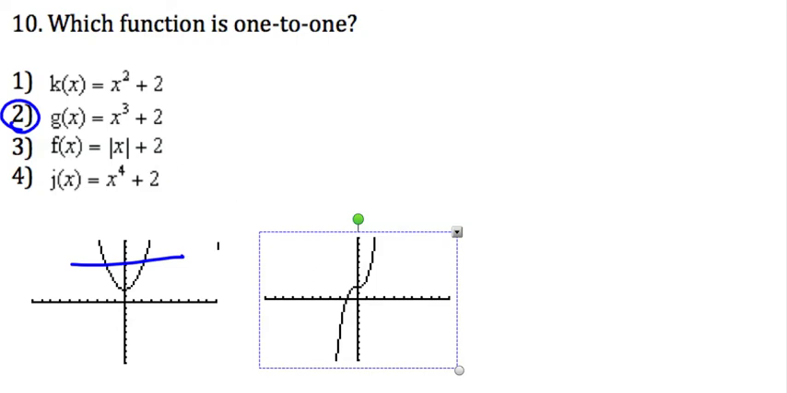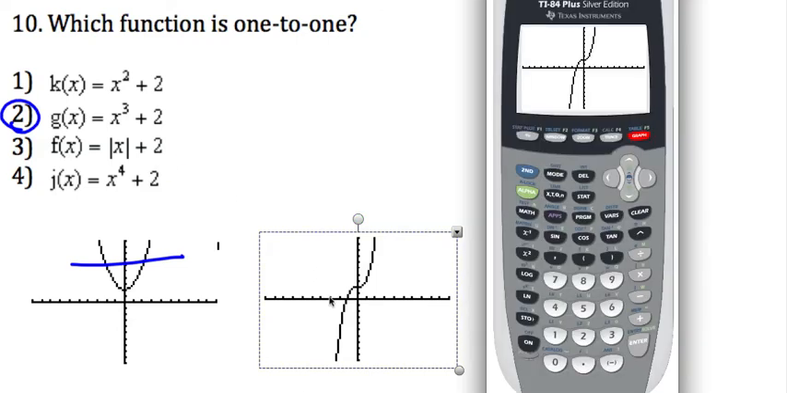Let's look at number 3 just to let you know. I'm going to go for the absolute value of x.